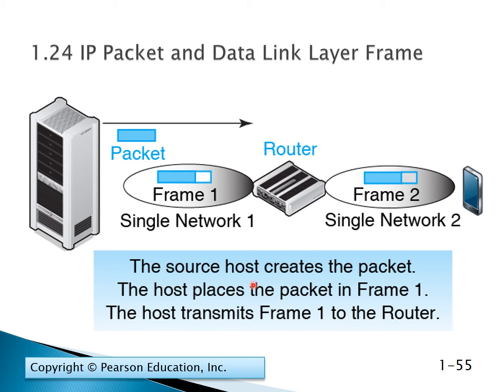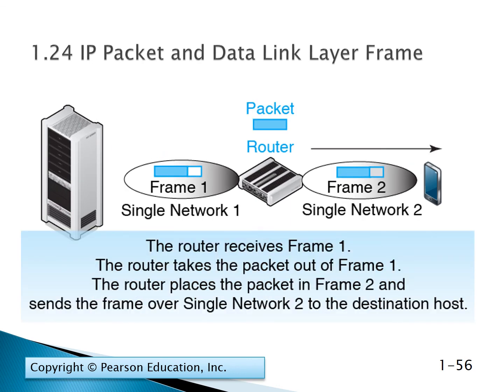So the source host creates the packet. The host places the packet in frame 1, and then the host transmits frame 1 to the router. Right. So the packet here actually is the header information for the internet layer. You can think about it as another envelope. I first put it in one envelope with the IP address, the internet address. And then I put it into another envelope with the network header of network 1. So it's sent to the router.